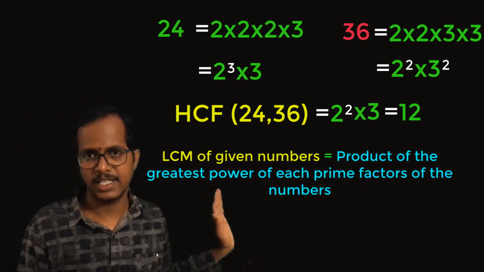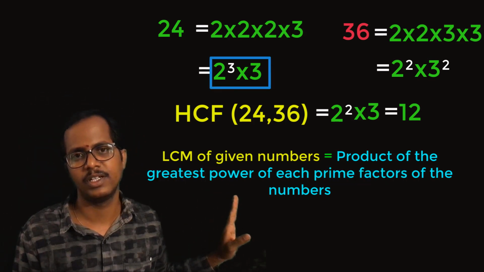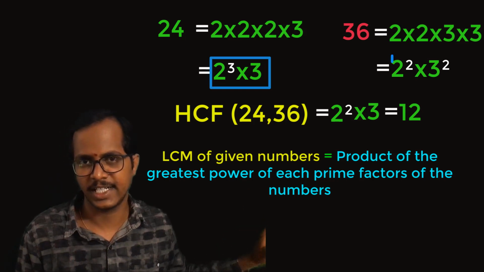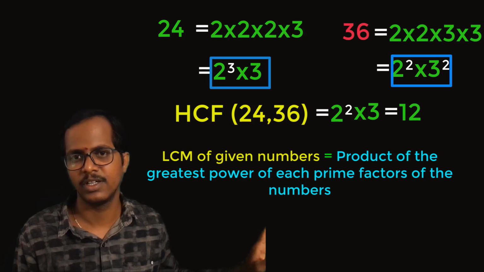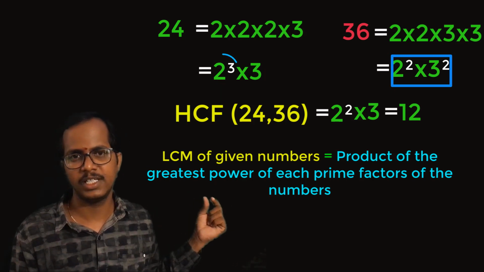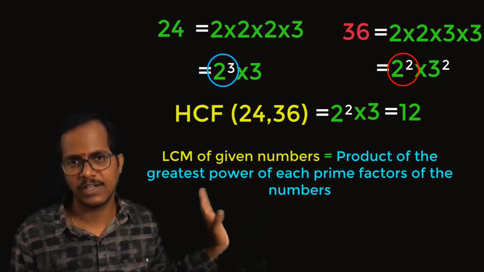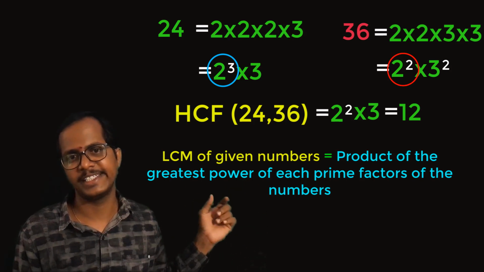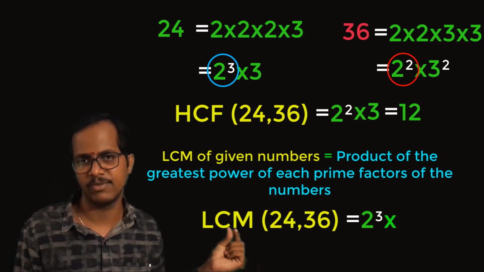In the first factorization we have 2 power 3 into 3 power 1. And in the second factorization we have 2 power 2 into 3 power 2. Now here 2 power 3 we have, and in the second one we have 2 power 2. Out of these two, 2 power 3 has the greatest power. So hence we need to consider 2 power 3.